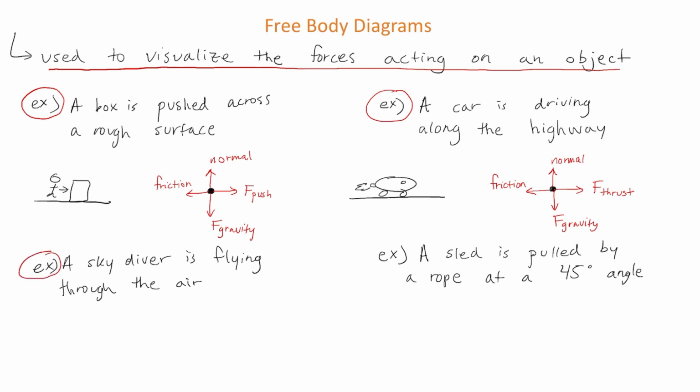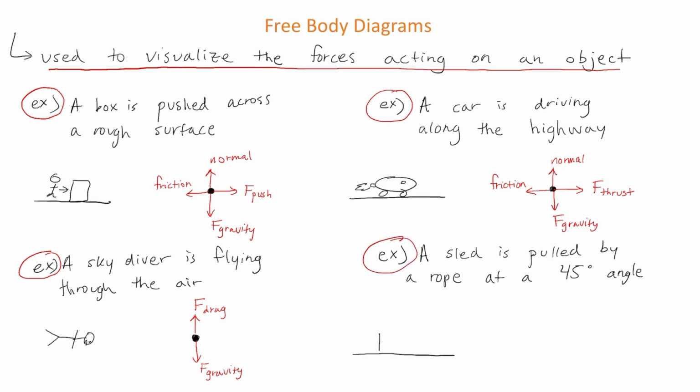Let's move on to the third example. Here we have a skydiver who is flying through the air, and they're falling down because gravity is pushing down on them, but they also face some air resistance, so there's a drag force that is pushing up on them.